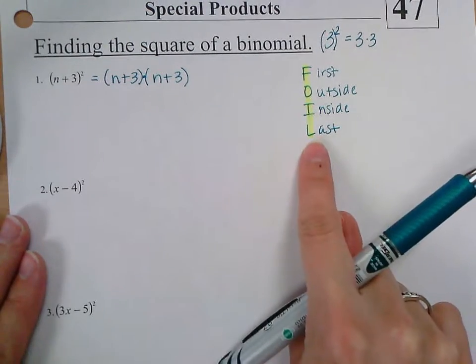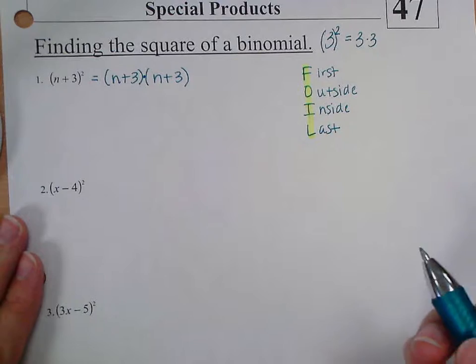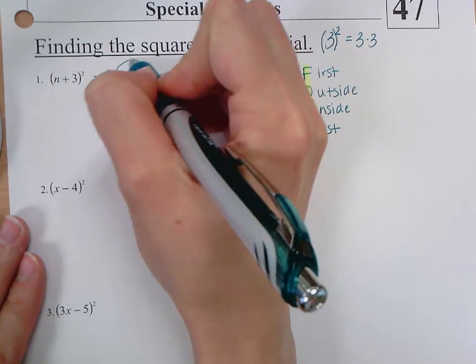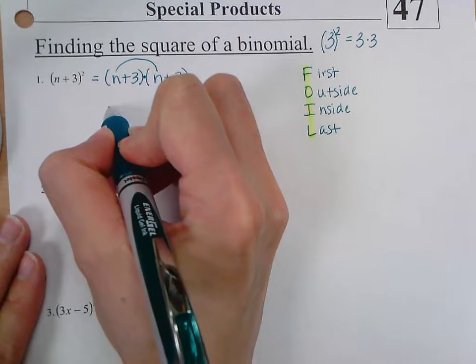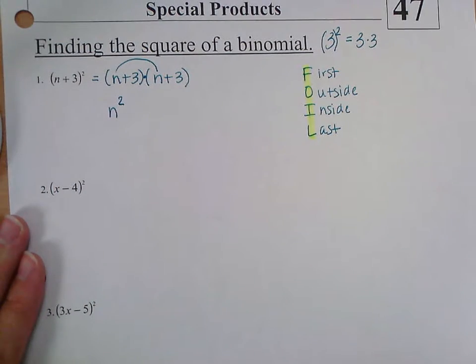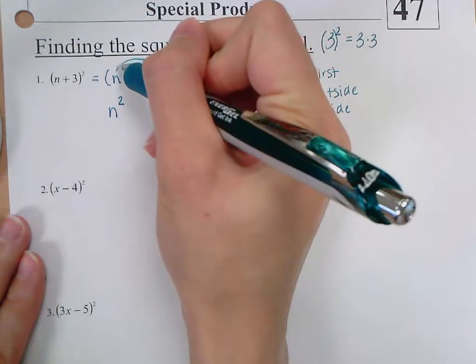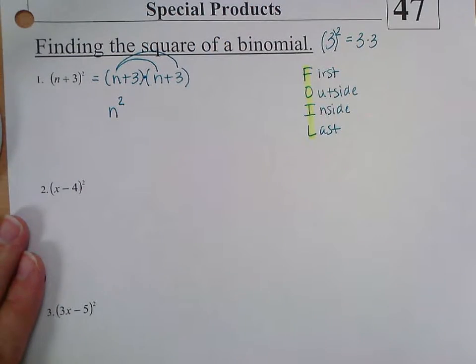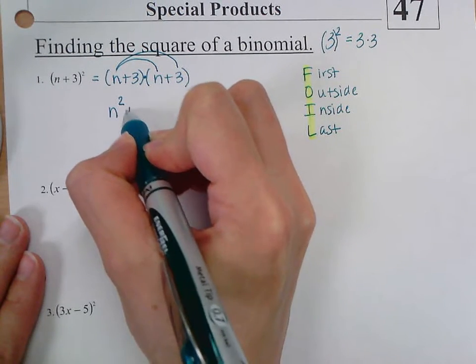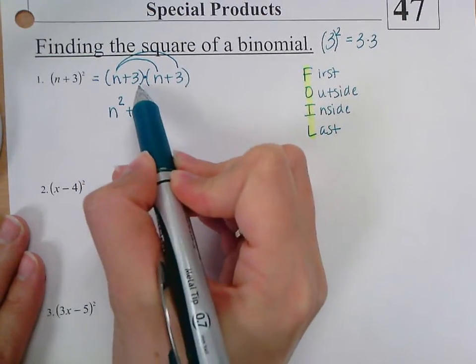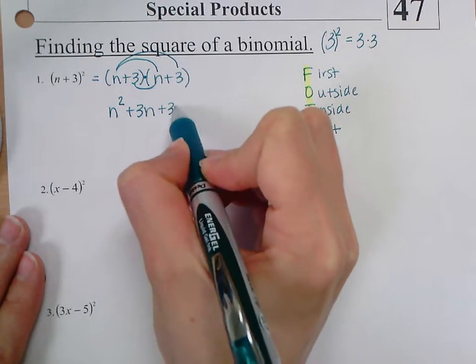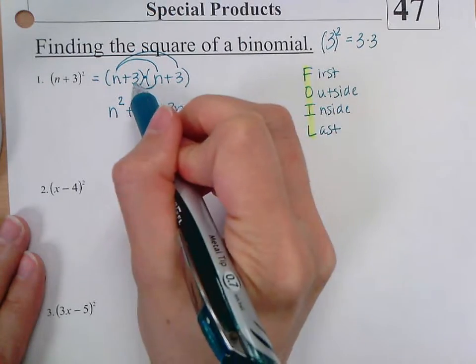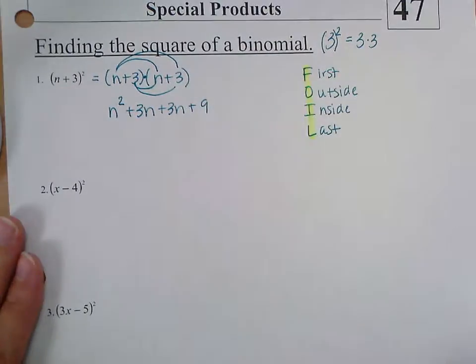So FOIL: first, outside, inside, last. Here's my first. N times n is my first. What is n times n? N to the second, n squared. Then outside is n times positive 3. That would be what? Yep, 3n, so plus 3n. Then the inside is 3 times n, which is going to be plus 3n again. And then the last terms, 3 times 3 is the plus 9.